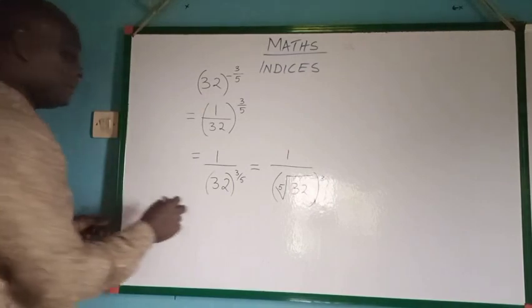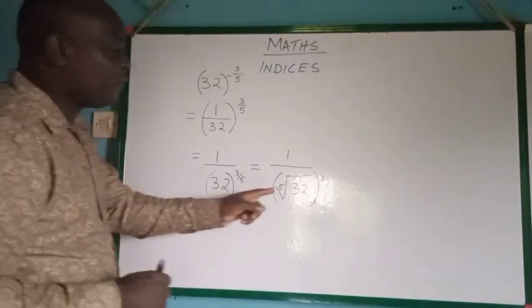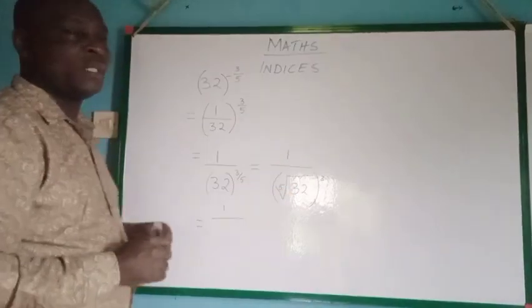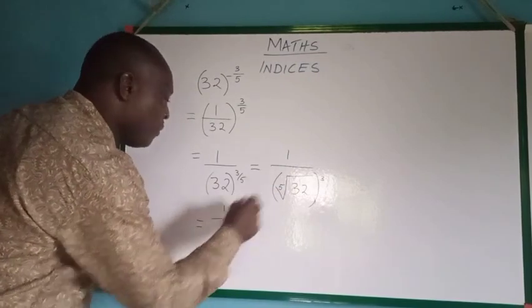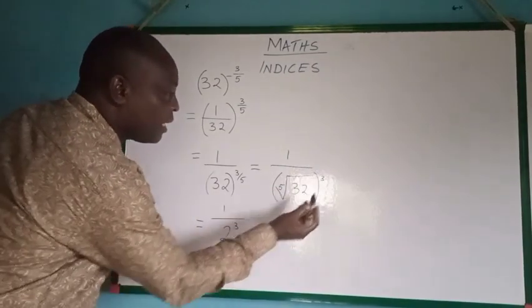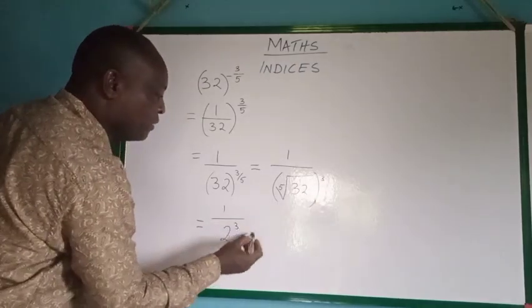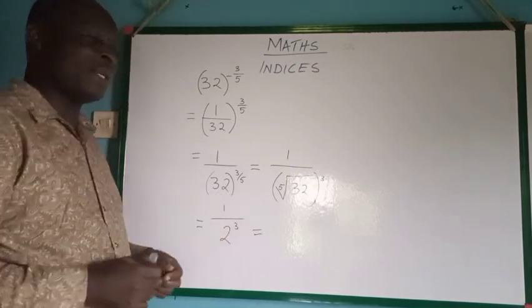So if you remember, then we now have 1 all over the fifth root of 32. What is the fifth root of 32? The fifth root of 32 is 2. It will be raised to now 3. Fifth root of 32, 2. Now this power will still come down. So we now have 1 all over 2 raised to power 3.